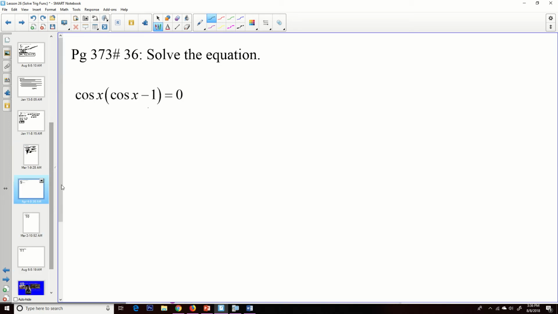Next solution, solve the equation: cosine x times cosine x minus 1 equal to 0. Well, I already have a product and it's equal to 0. So all I have to do is set each factor equal to 0. And so cosine x equals 0 and cosine x minus 1 equals 0.